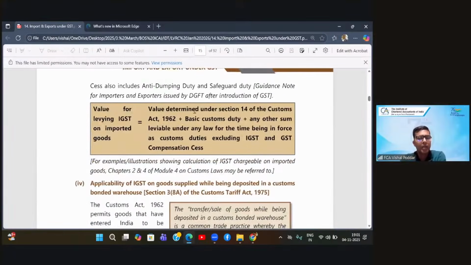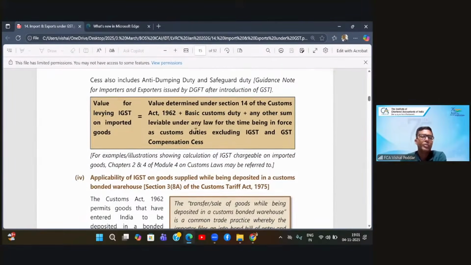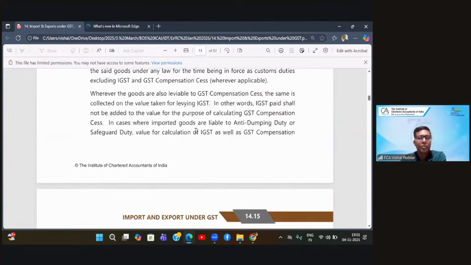So this is the formula: value as per section 14 plus basic customs duty plus any other duty leviable, all these types of duties. Wherever the goods are leviable to GST compensation cess, the same is collected on the same value. In other words, IGST paid shall not be added, because in case of domestic transactions also, wherever cess is applicable, you don't add the GST portion to compute cess. Cess is also calculated on the same value on which GST is calculated.